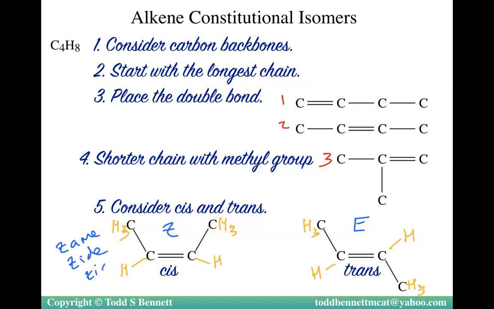You're cis. But E.T. was very different. E, trans. So if they're opposite. So we'll get into those examples if we do geometric isomers, and particularly when we get into the alkenes chapter. So this is sort of foreshadowing.